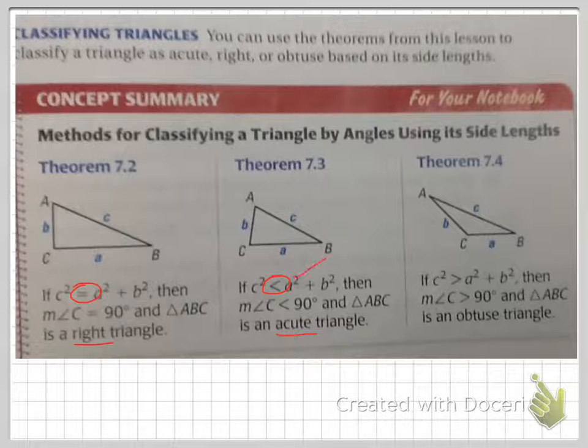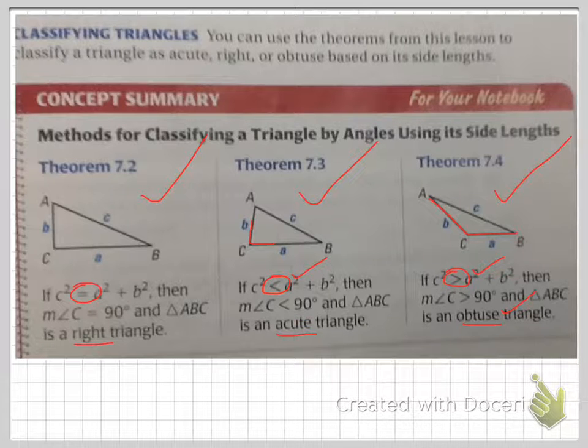But if c squared is less than a squared plus b squared, it's acute. Try to associate the less than symbol with acute, right? Smaller or less than 90 degrees. And then if conversely the c squared is greater, okay, then think of greater than 90 degrees. Think of obtuse. So you can associate the greater with the word obtuse. Okay? So you will be responsible for these three theorems, for knowing them and knowing how to use them. They're also in your textbook under concept summary for your notebook.